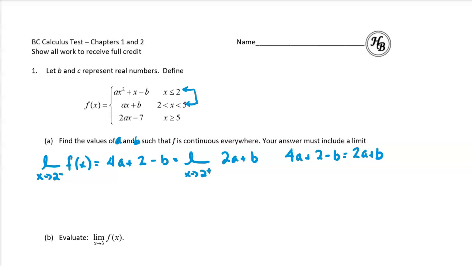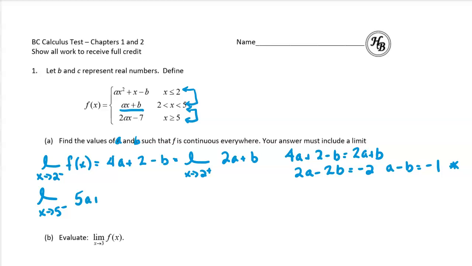And let's go ahead and simplify that. 2a minus 2b equals negative 2. And I can simplify that even more. a minus b equals negative 1. So we're going to bank that, and let's go to 5. Same deal. The limit as x approaches 5 from the left would be this equation. So I would have 5a plus b. And we're going to set that equal to the limit as x approaches 5 from the right. And that would be this equation.